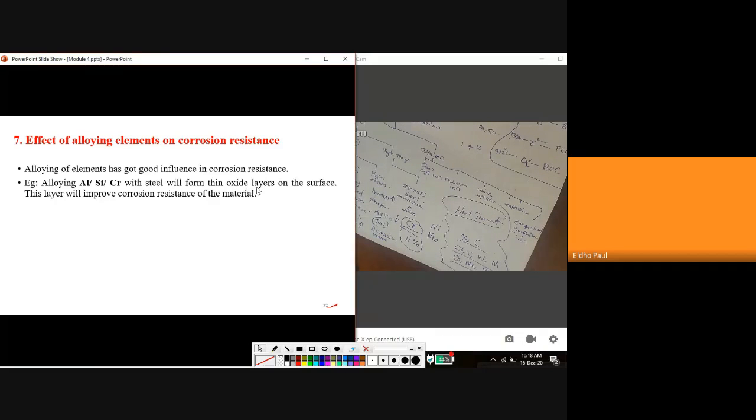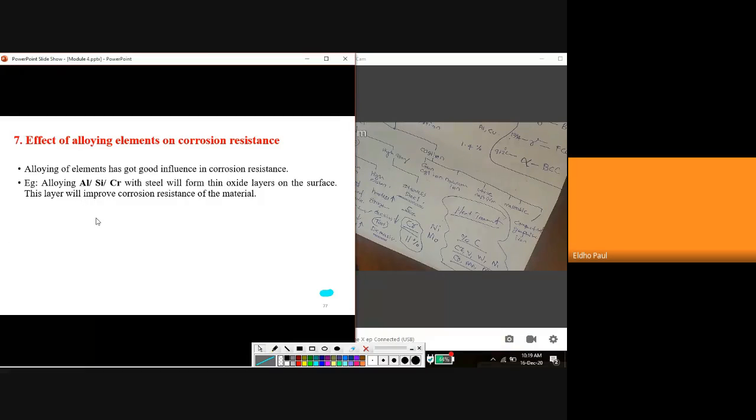Okay, so in this steel, on the surface, an oxide layer is formed, which protects the steel from atmospheric corrosion. The surface is not exposed to the atmosphere because of the oxide layer, so we can resist the corrosion or rusting of the material. Chromium, aluminium and silicon are the important alloy elements which improve the corrosion resistance of the steel.